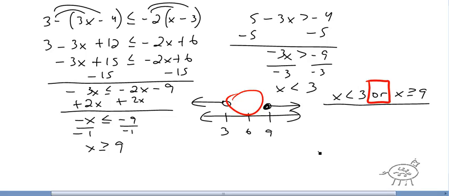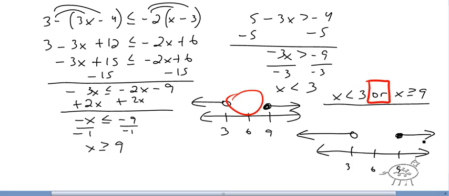Okay, and then, of course, on your number line, it's going to just be the same thing here. So 3, 6, 9, less than 3, greater than or equal to 9. So this guy right here is an answer, and this guy right here is an answer. All right, so that's how you do an OR problem. That's part of compound inequalities. And the next day we're going to do ands and betweens. But this is it for OR problems.